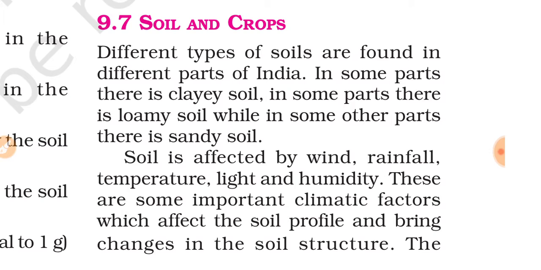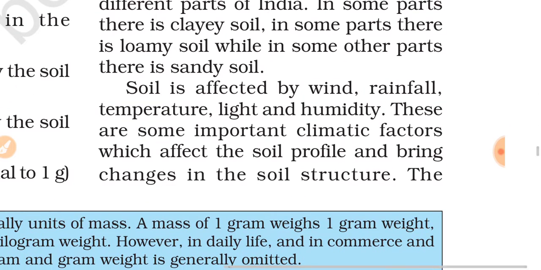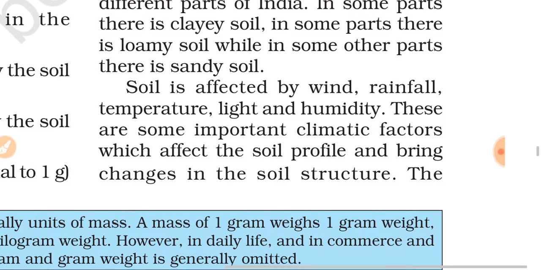Next is soil and crops. Different types of soils are found in different parts of India. In some parts there is clay soil, in some parts there is loamy soil, while in some other parts there is sandy soil. Soil is affected by wind, rainfall, temperature, light, and humidity. These are some important climatic factors which affect the soil profile and bring changes in the soil structure.